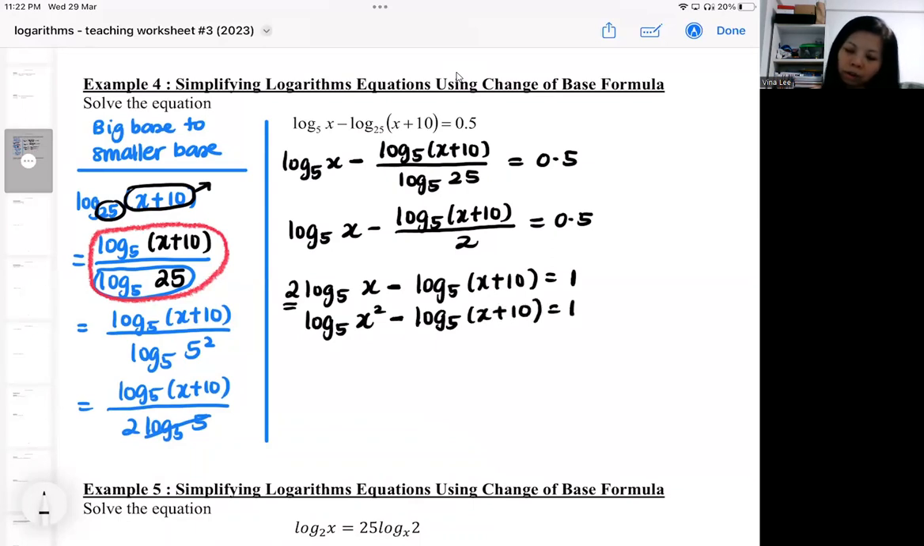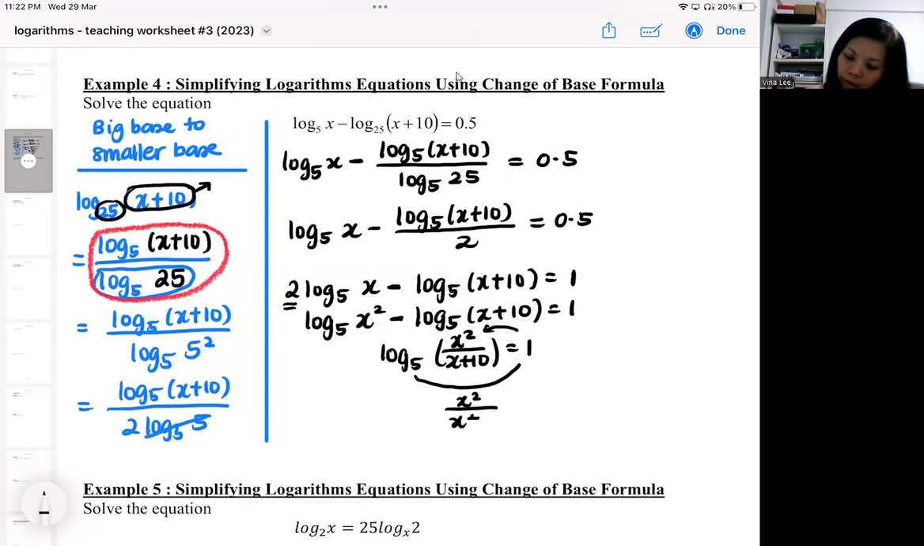Rule number 4 says log minus log becomes a fraction. So after it becomes a fraction, you change it to indices. And then from here, you will get something like a quadratic equation. Cross multiply, and it becomes a quadratic equation.